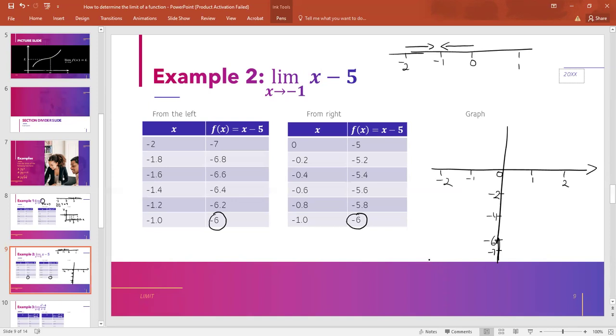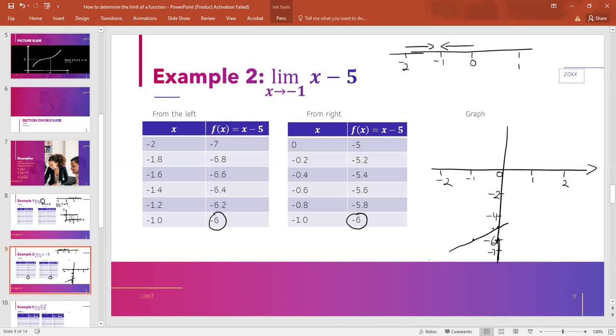So you connect the points. Minus 6 here, minus 5 here, and here minus 7. You can connect. You're going to have a straight line graph. And that is how your function will look.